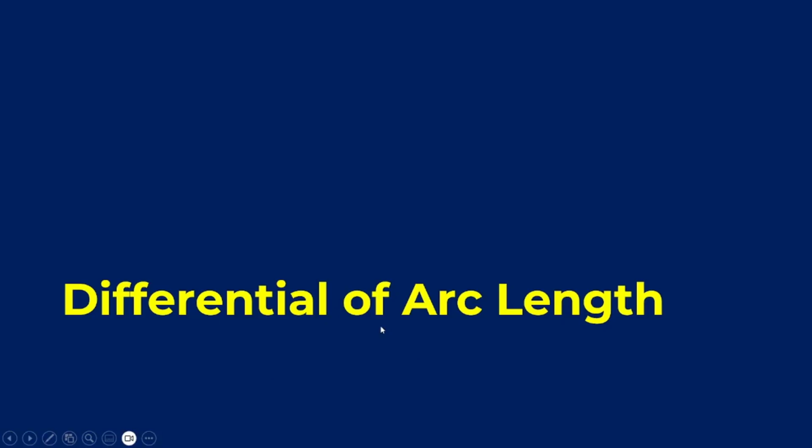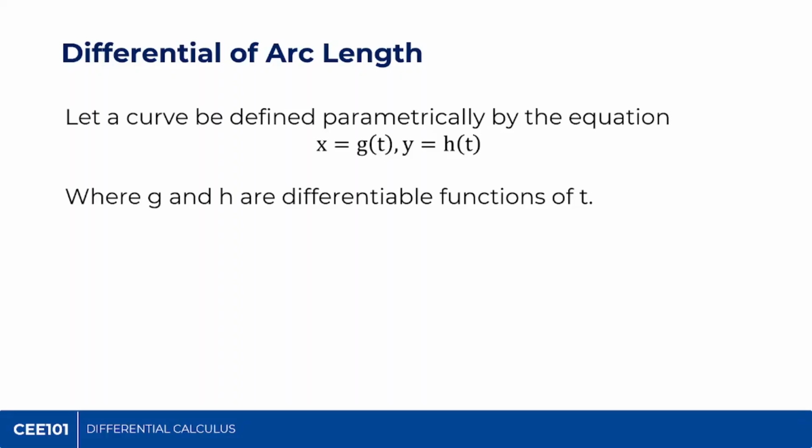Okay, our discussion today will be focused on the differential of arc length. Okay, so let's start. By definition, class, the curve, di ba, yesterday we discussed parametric equations, correct? So again, parametric equations are two pairs of equations having the same parameter. Is that correct?